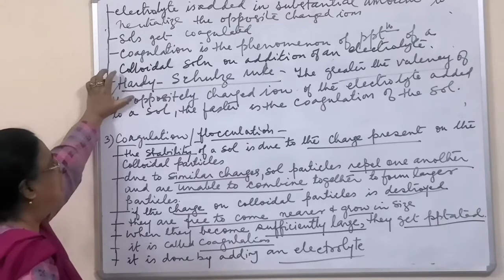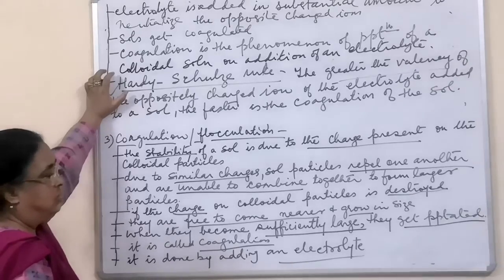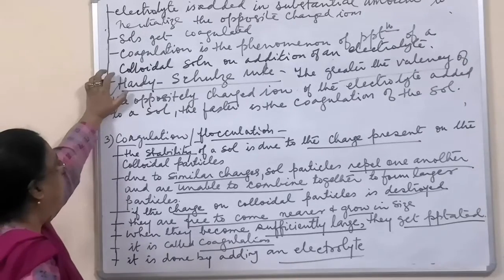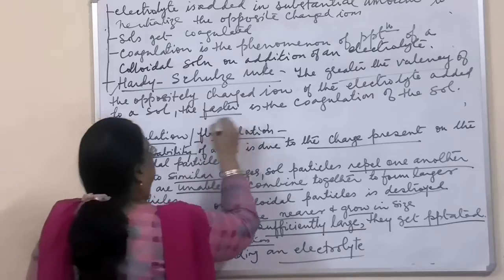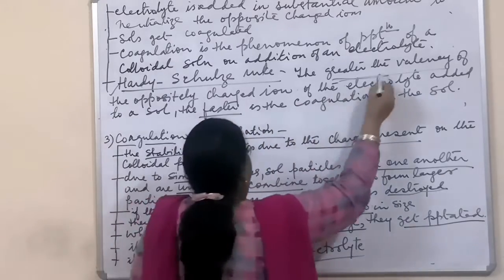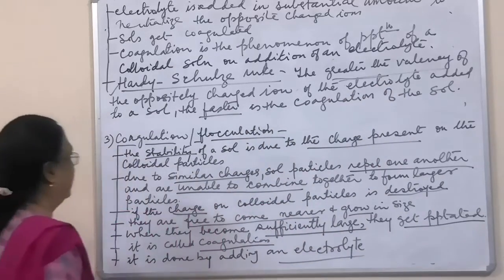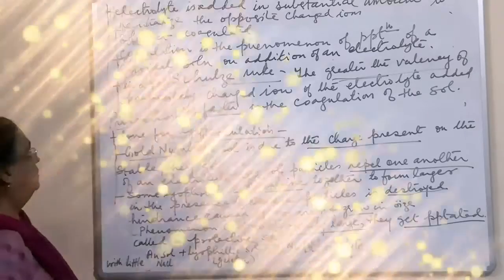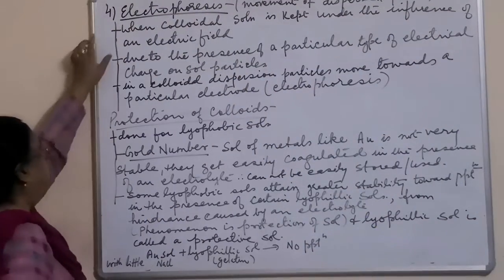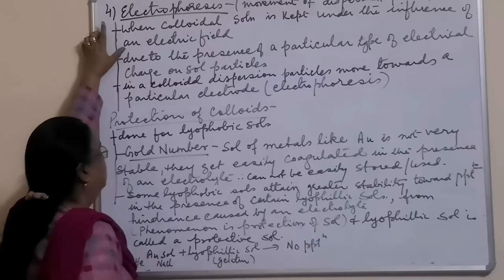The greater the valency of the oppositely charged ion of the electrolyte added to a sol, the faster is the coagulation. So the same charge is not added, ions with greater valency are added, and that can speed up the coagulation. So important is faster and greater the valency of the electrolyte added. So this is about that. Okay, now next property, electrophoresis.